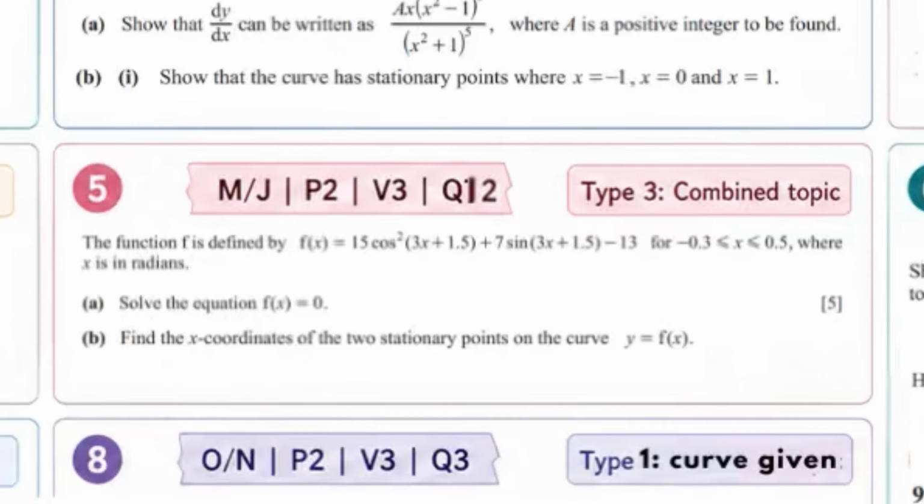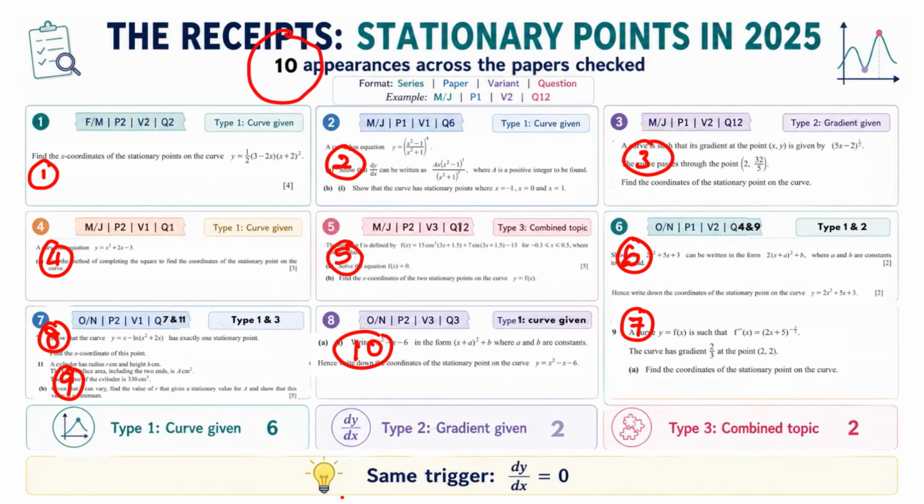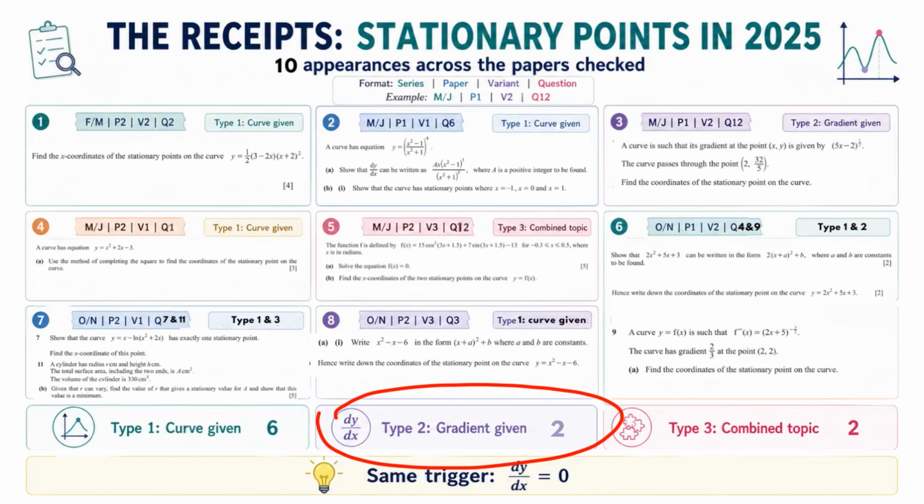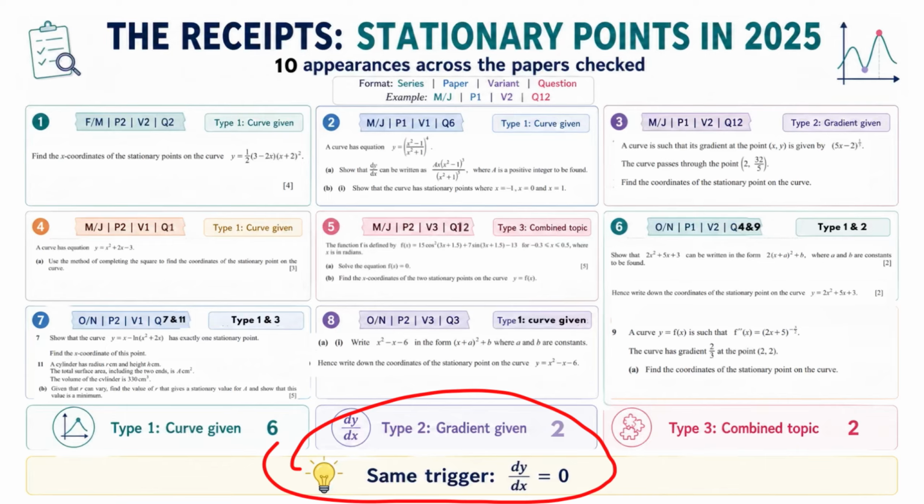Different paper, different question, same repeated ideas. Stationary point appeared 10 times across the 2025 papers. There are 3 types of question in this guise. Most are direct curve or vertex questions. Some give you gradient or derivative information first, as an optimization or stationary value question. The patterns are there, but they come in different guises. But the core triggers stay the same.